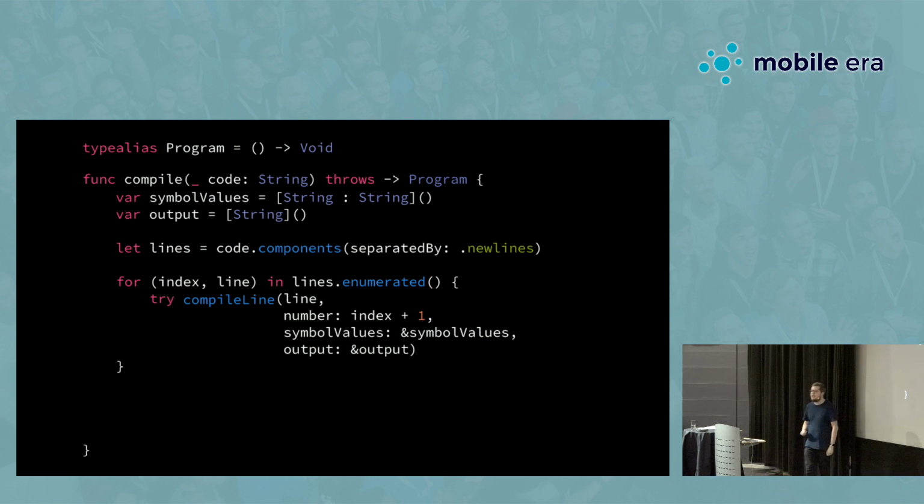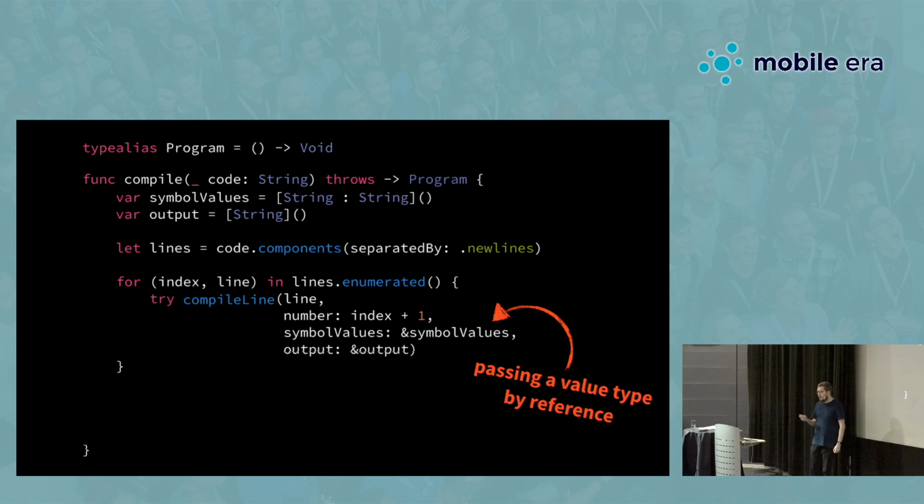Now, if you haven't seen the syntax before, this ampersand is basically passing a value type by reference. We want to be able to modify these collections inside of this compileLine function, so we pass them by reference instead of passing them by value. Now, once we've compiled each line in our program, the only thing we need to do at the end is simply return a closure that prints all of the output joined by a new line separator. That way we're going to get all of our print statements printed out on the command line.